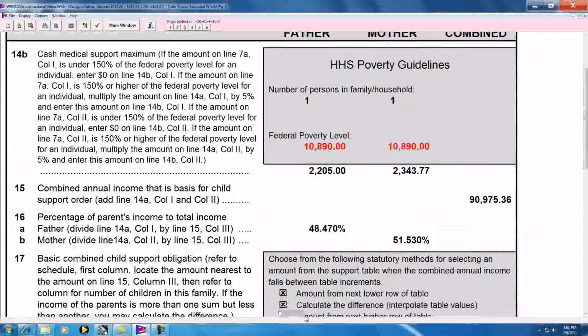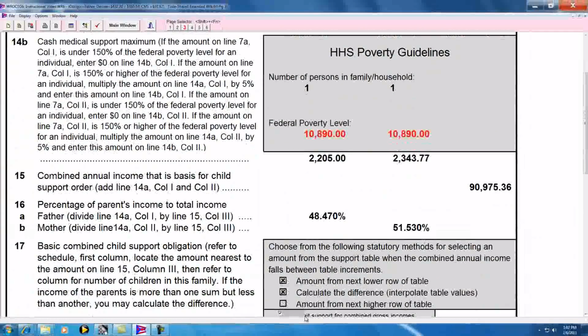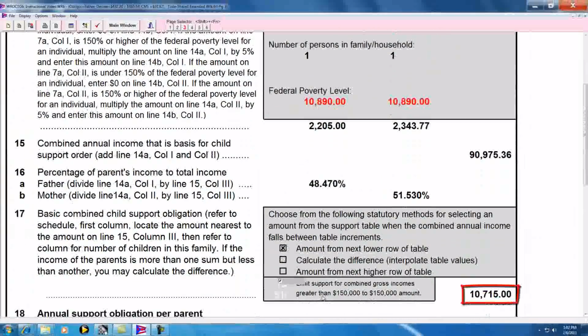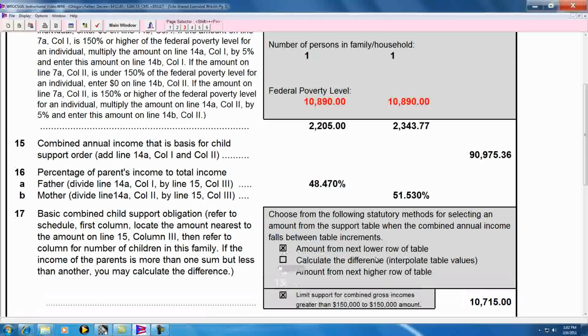The difference between the lower table row and the interpolated value is approximately $32. The difference between $10,747 and $10,715. When you consider that we're referring to an annual amount, you can see that the difference doesn't even amount to $1 a week. Roxy defaults to using the interpolation method, which is inherently the most accurate, and I believe that most courts do it that way.